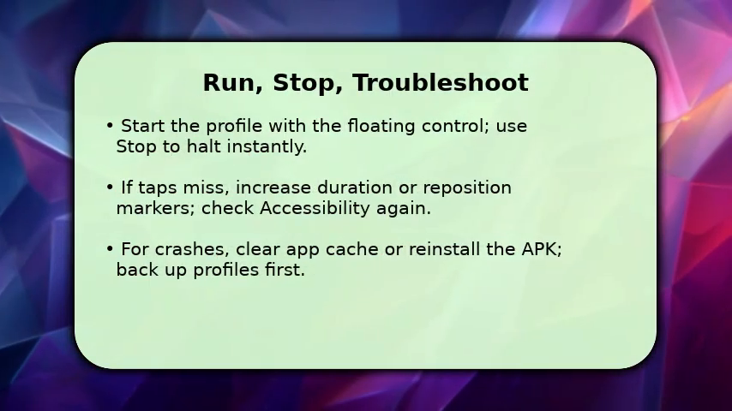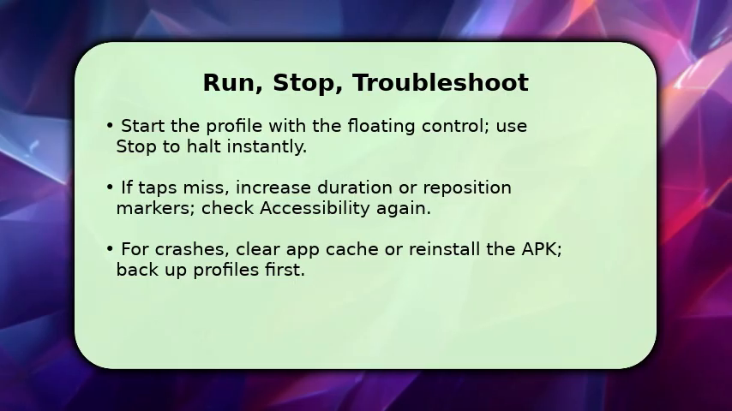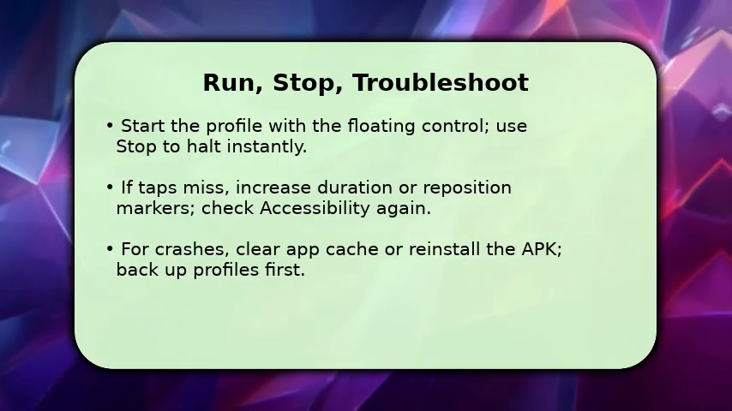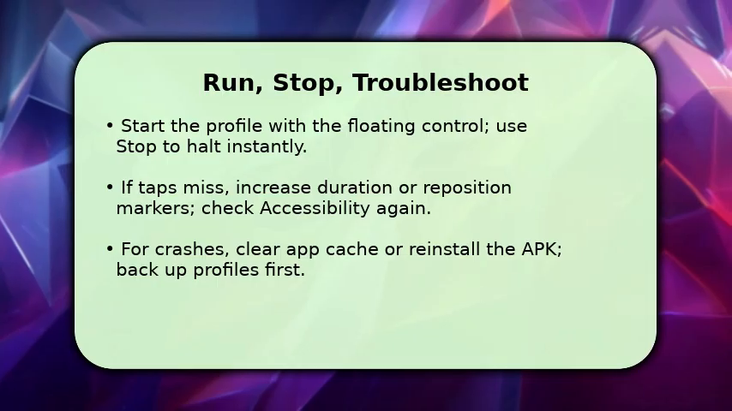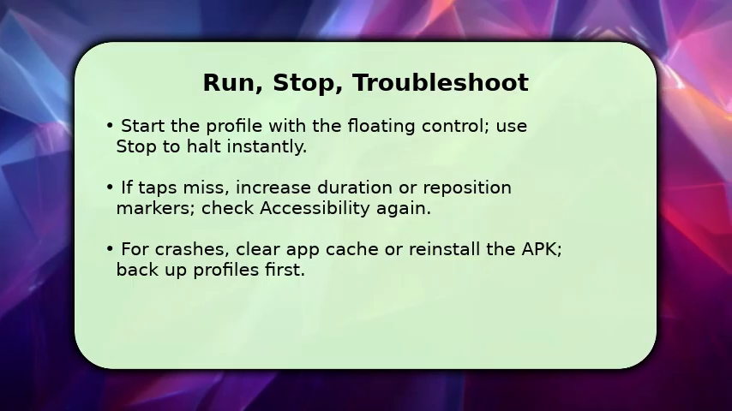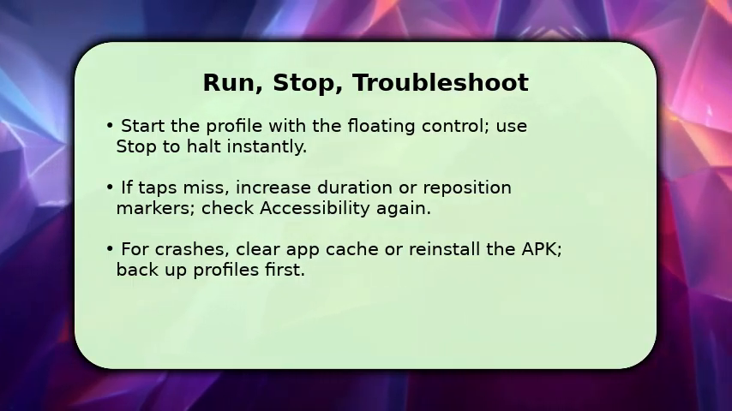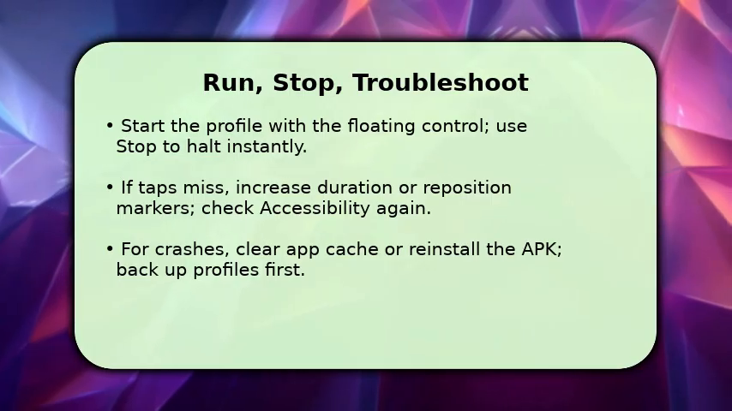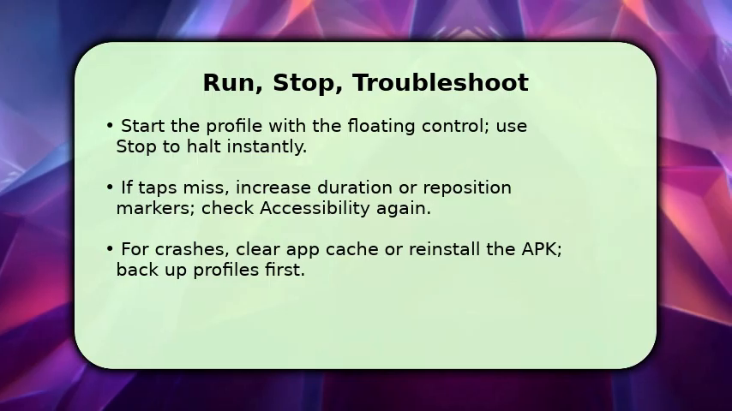You run the saved profile using the floating control, press start and watch the app simulate taps. If taps miss targets, make sure to increase tap duration or slightly reposition markers because timing and alignment are the usual culprits. If the service stops or the app crashes, reopen accessibility settings and re-enable permissions, clear the app cache, or reinstall the APK. Always back up profiles before reinstalling.